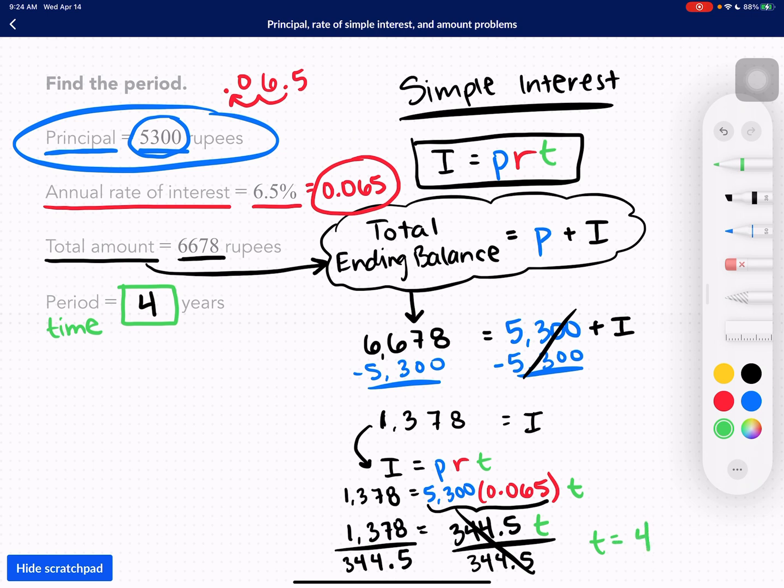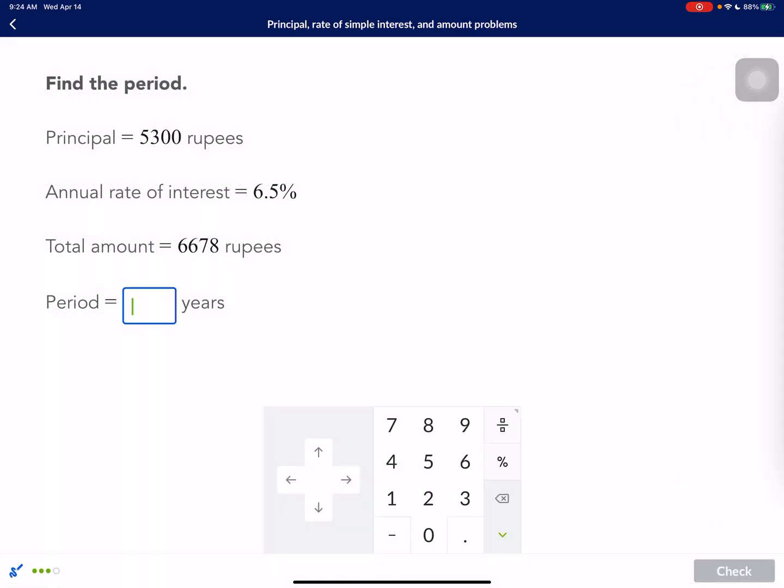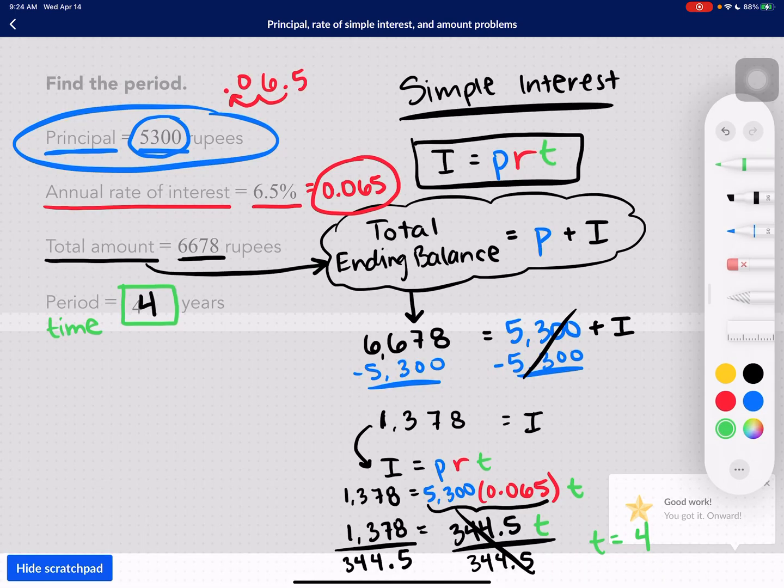Okay, so pause the video if you did not get this down. So it would be 4. Yep, there we go. So make sure that you are practicing this. You will not see this hard of problems on your Chapter 8 exam, but you will have to know how to calculate simple interest and the total ending balance. Okay? Email me if you need any more help.